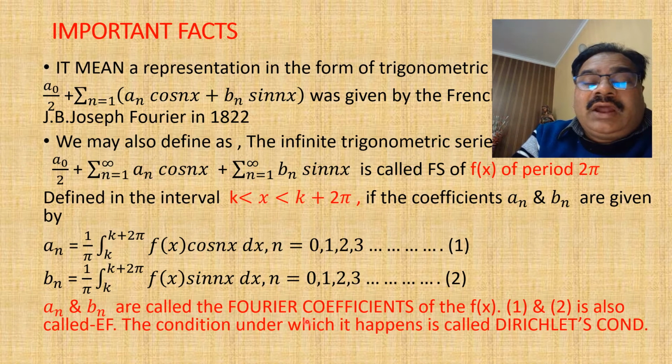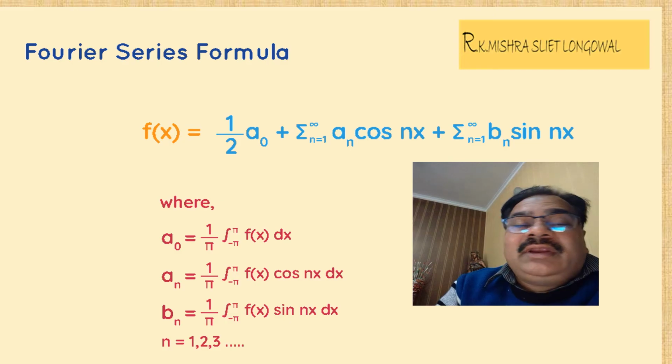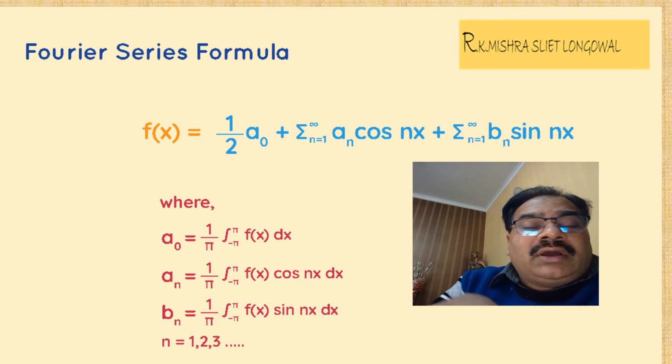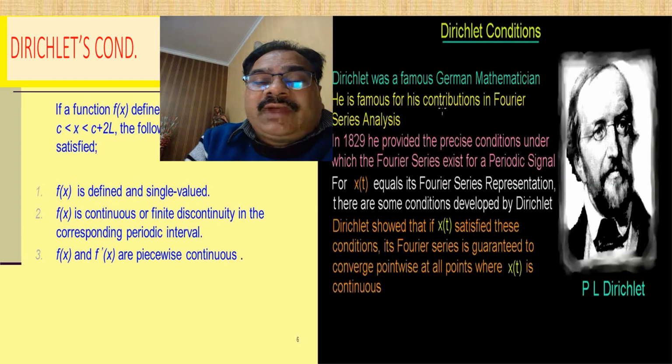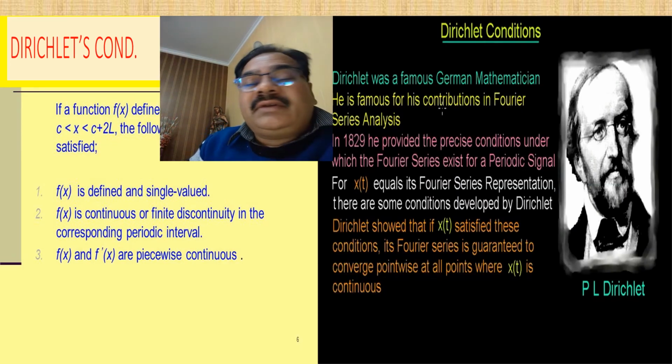The condition under which it happens is called the Dirichlet condition. So let us look at what the Dirichlet condition is. Here the same thing we may write in the form of minus pi to pi also. What is a n, what is b n, we may define like this. So look at the Dirichlet condition.